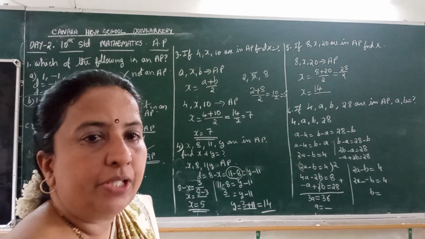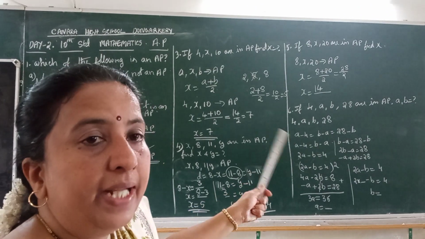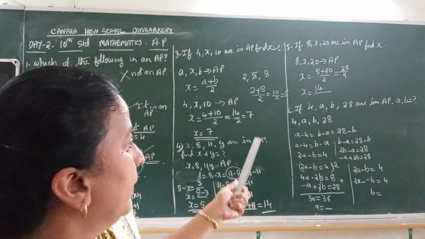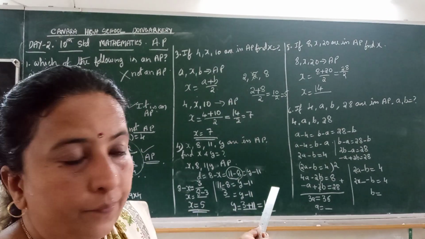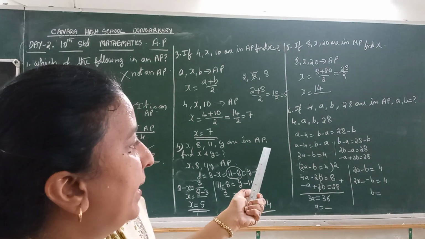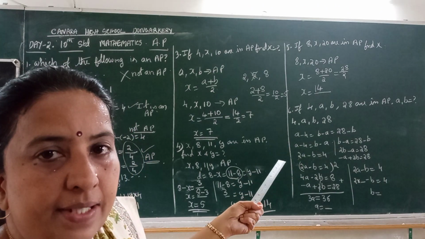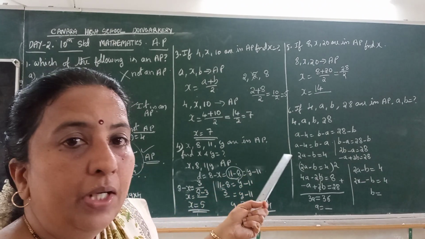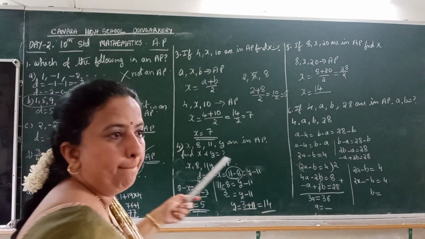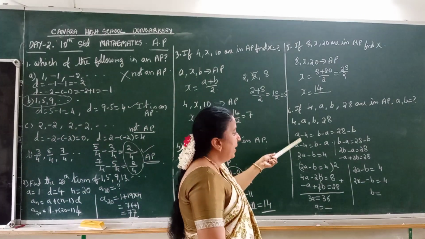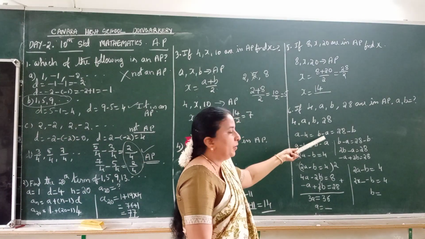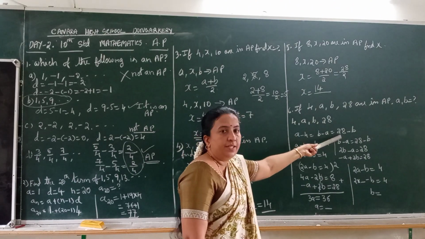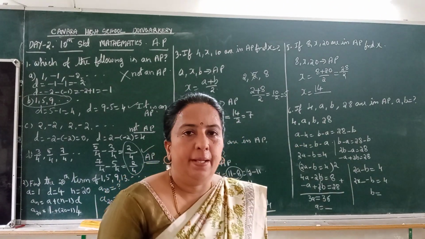Difference between the successive terms. Second term minus first term: a minus 4. Third term minus second term: b minus a. Fourth term minus third term: 28 minus b. So a minus 4 is equal to b minus a is equal to 28 minus b.